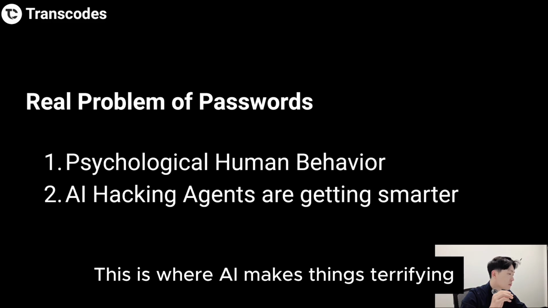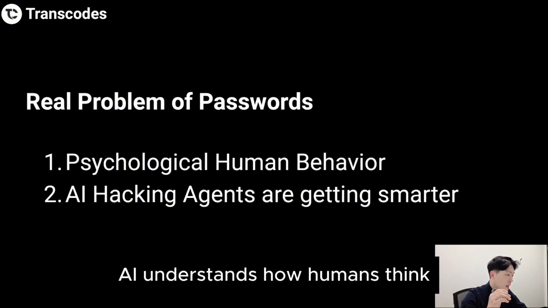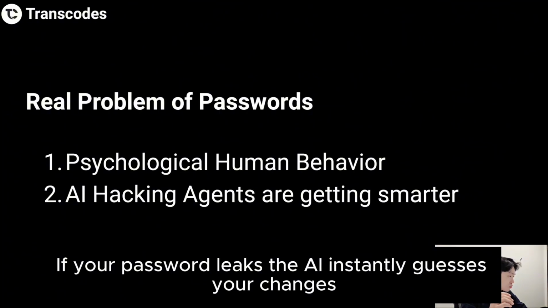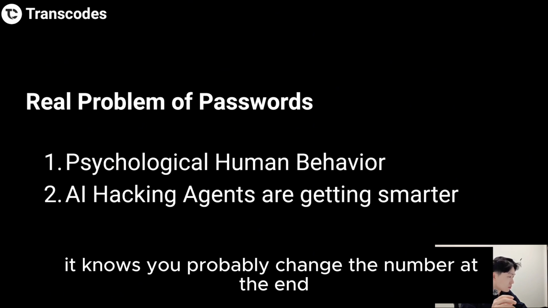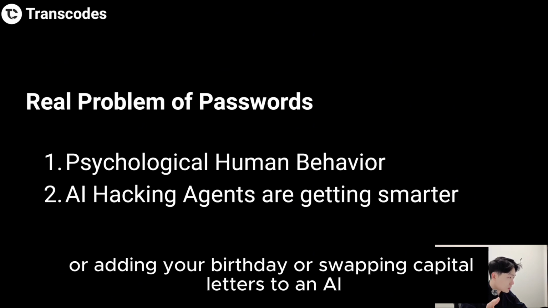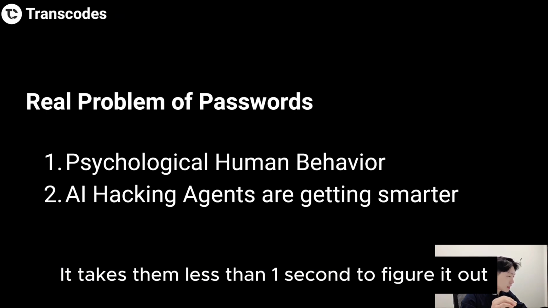This is where AI makes things terrifying. AI doesn't just do brute-forcing random letters anymore. AI understands how humans think. If your password leaks, the AI instantly guesses your changes. It knows you probably changed a number at the end, or added your birthday, or swapped capital letters. To an AI, a slightly different password is not secret at all. It takes less than 1 second to figure it out.